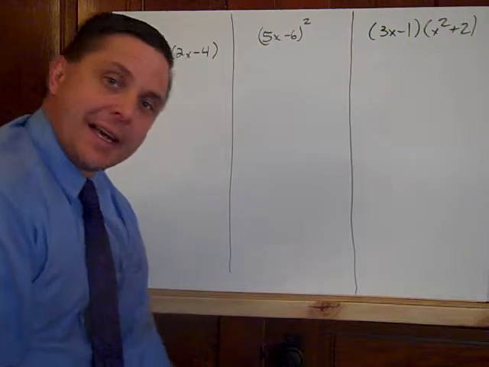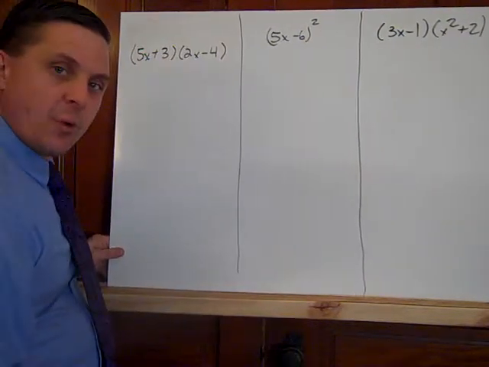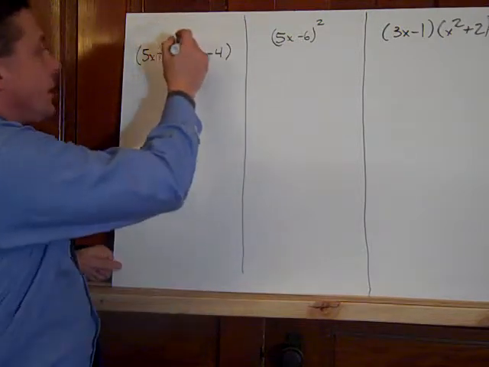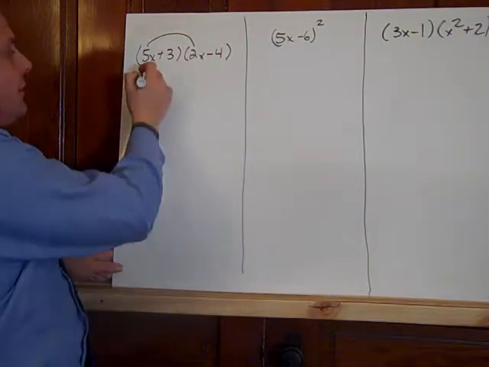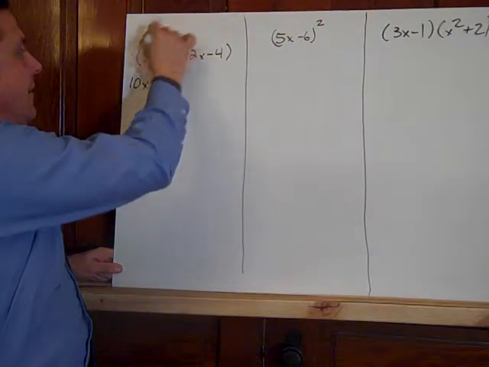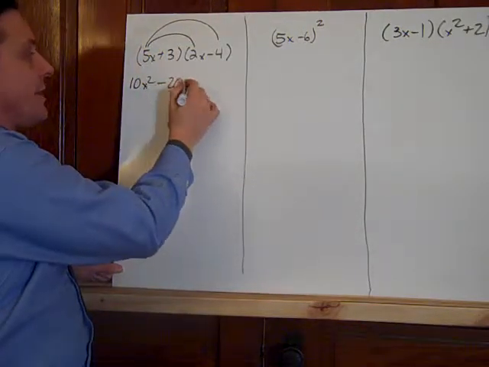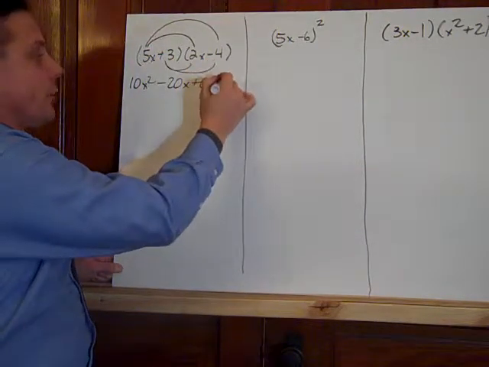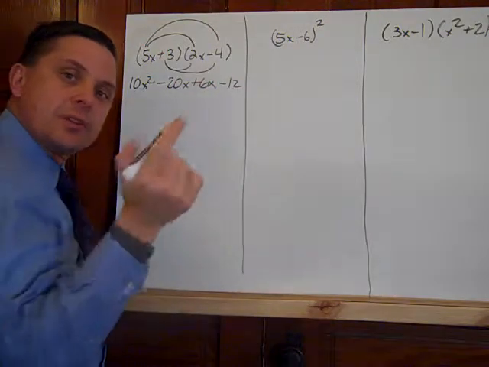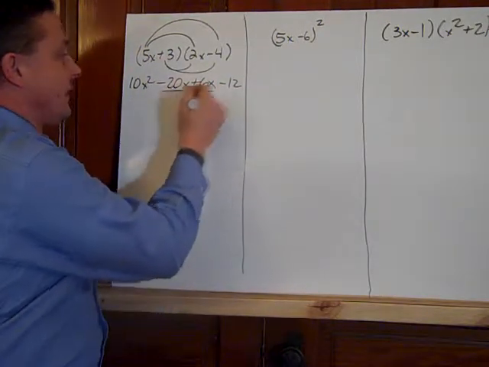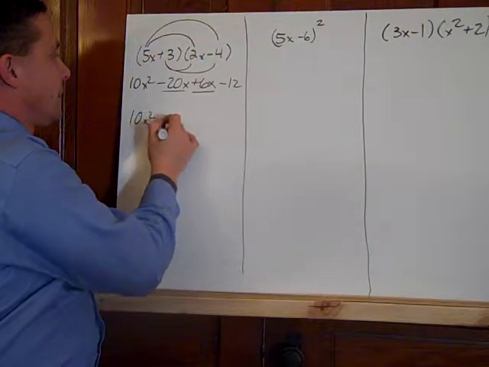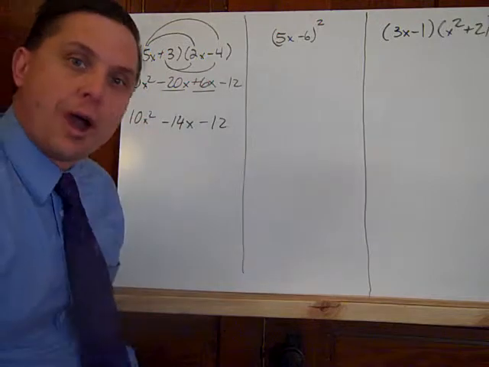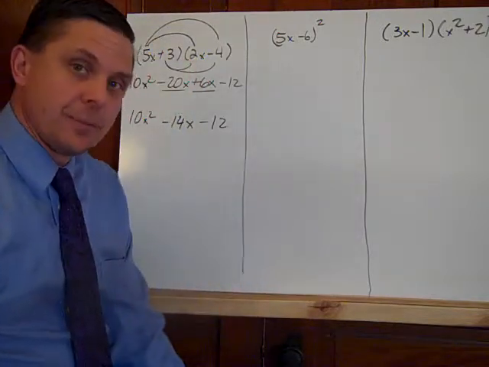So the last slide I have here is 3 example problems, and I'm going to work through them rather quickly, except for the middle one, which is a very special case. Here we go. 5x times 2x is 10x squared. 5x times negative 4, negative 20x. 3 times 2x is 6x, and 3 times negative 4 is negative 12. The like terms are in the center again, negative 20x and positive 6x. 10x squared minus 14x minus 12. And I have just found the product of those two factors.